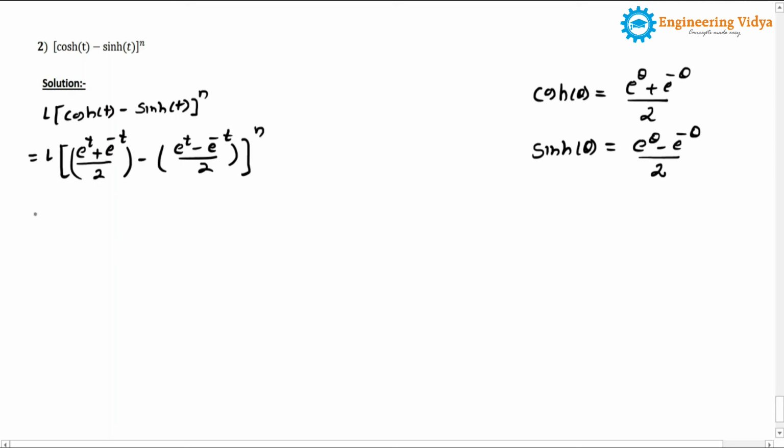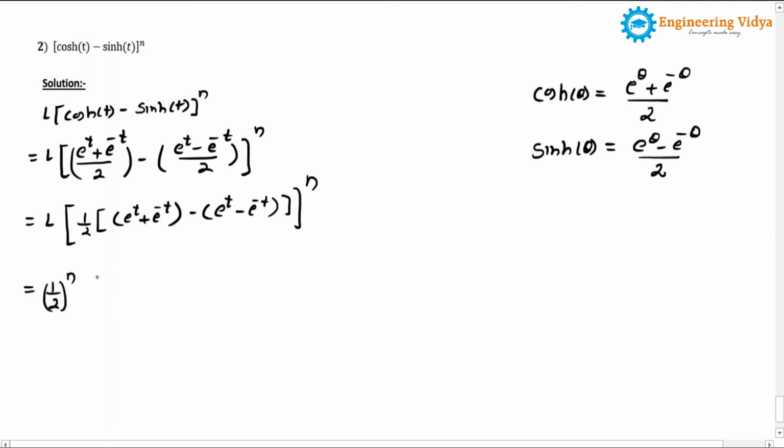And here we have power of n. Then after that, we'll do the separation of all this. Here we have 1 by 2, right? So 1 by 2 can be considered as a constant. If I take 1 by 2 outside, here it will be e raised to t plus e raised to minus t, minus e raised to t minus e raised to minus t, and power of n is there. So 1 by 2 can be taken outside because it is a constant, and it will go outside along with the power of n. So 1 by 2 power of n will also be there, right?